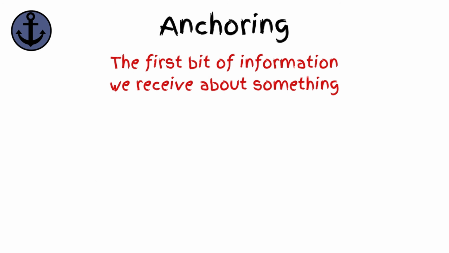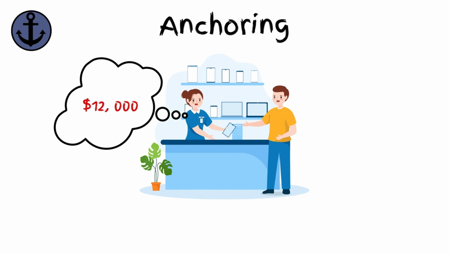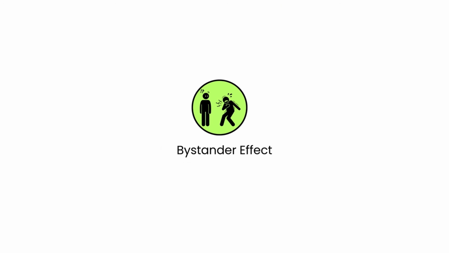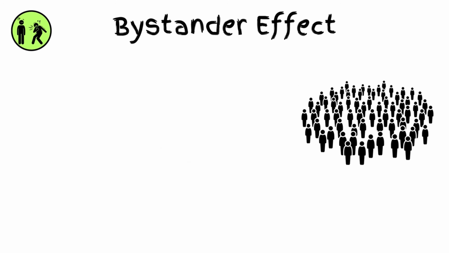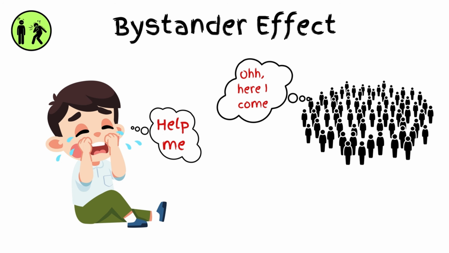Anchoring. The first bit of information we receive about something can shape our views moving forward. For example, if you're shown an expensive phone first when shopping, you may assume the other options will also be pricey, even if they're not. Bystander effect. In crowded situations, people often assume someone else will help, so they do nothing. This is why, if you need assistance, it's best to ask someone directly rather than rely on the crowd.